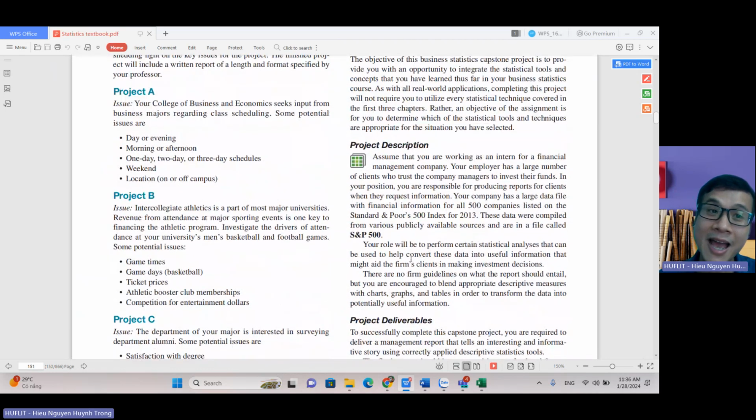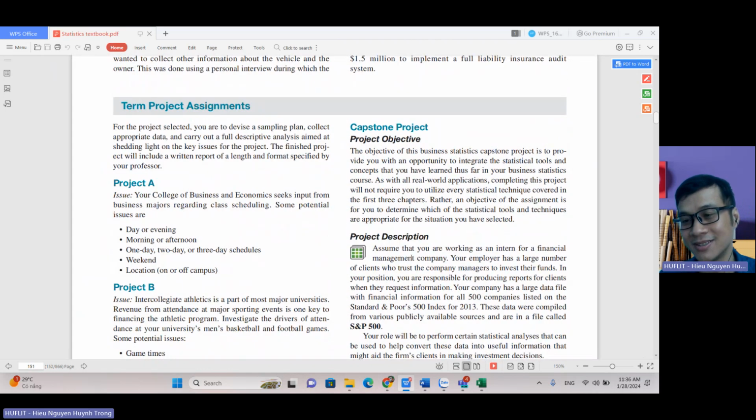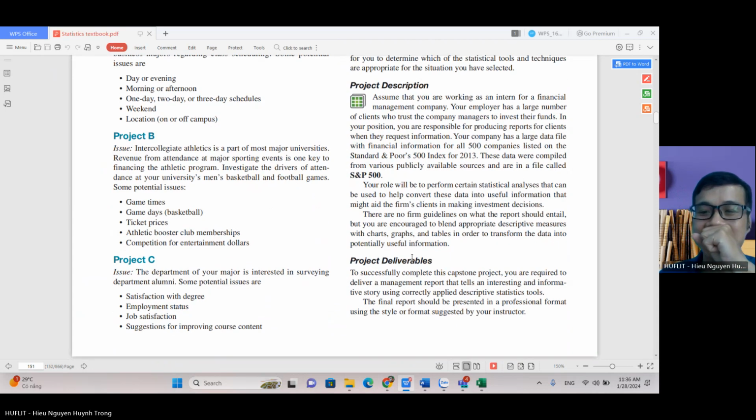They even have team project assignments. Wow. A lot of work, right? A lot of work. So what do you think?